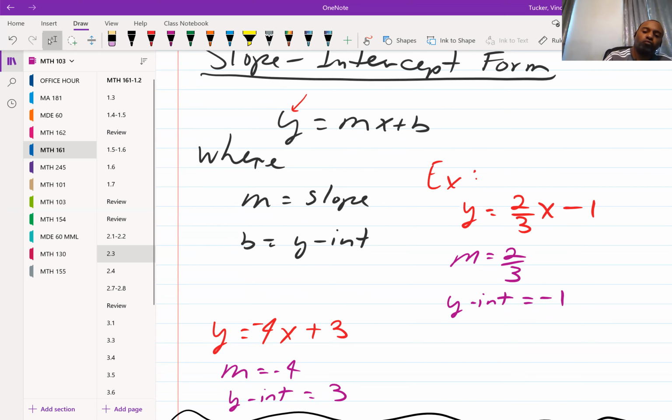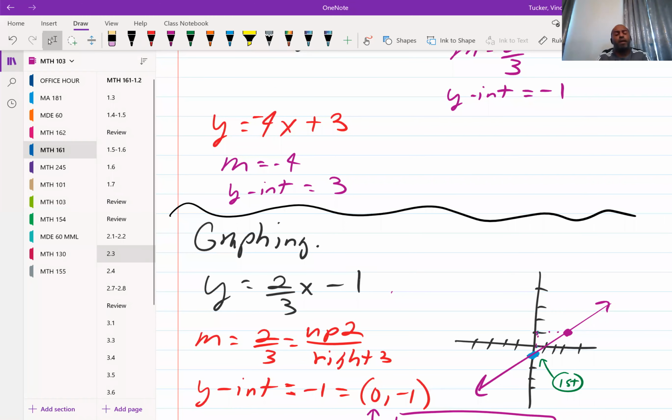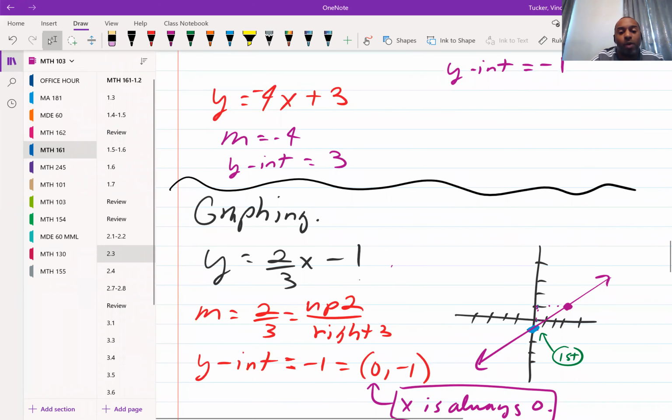Let's try to graph y equal to 2/3 x minus 1. We've already established that our slope is 2/3 and our y-intercept is -1 for that function. So if it's +2 over +3, that means I'm going up 2, right 3. That's my directions for my slope. Hold on to the fact that your slope is not a point, it's a set of directions. And your y-intercept is -1.